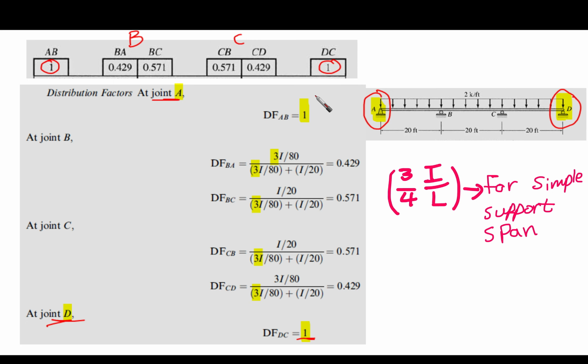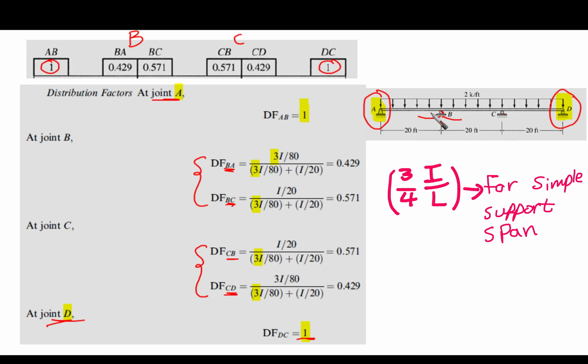Okay, now let's do the common procedure for B and C. We are going to calculate the distribution factor at point B. We have two spans, left and right of point B. So we are expecting to have two distribution factors, dfBA and dfBC. Similarly, at point C, we are going to have dfCB and dfCD.